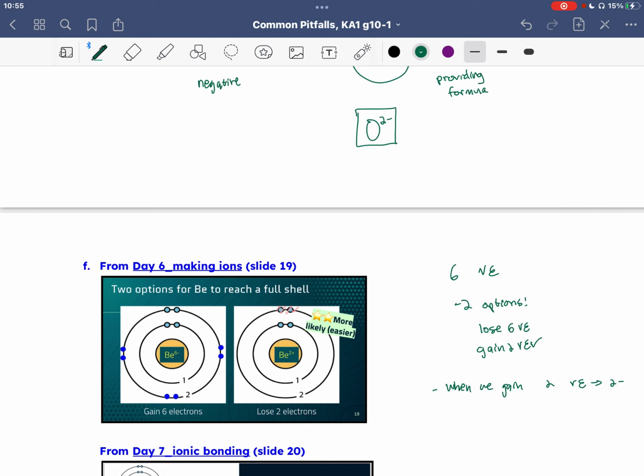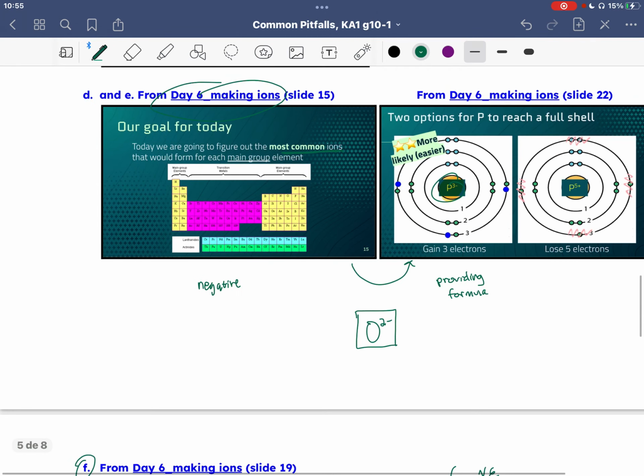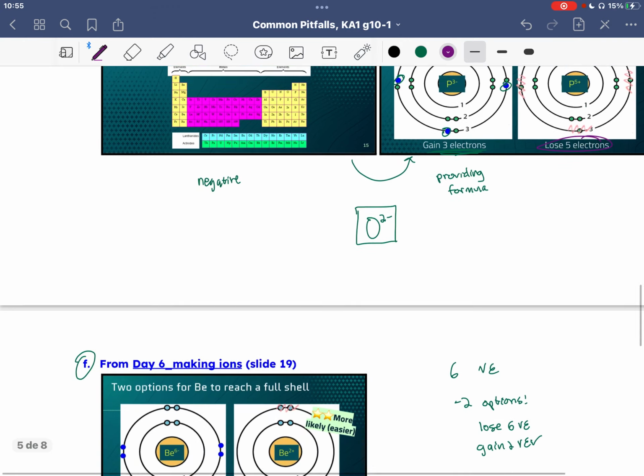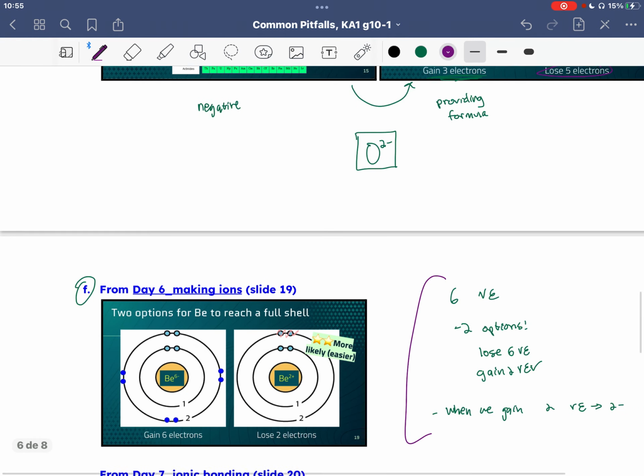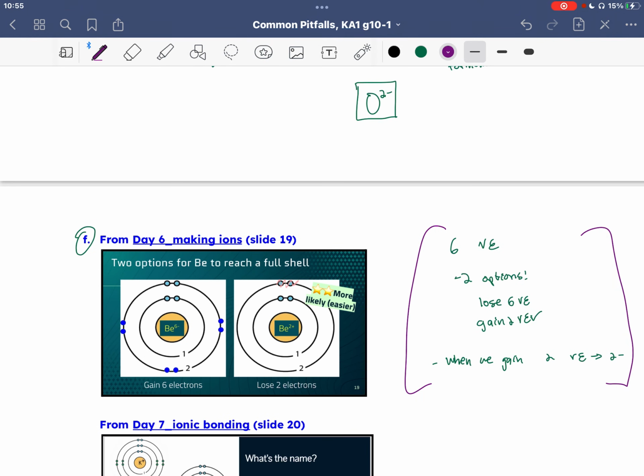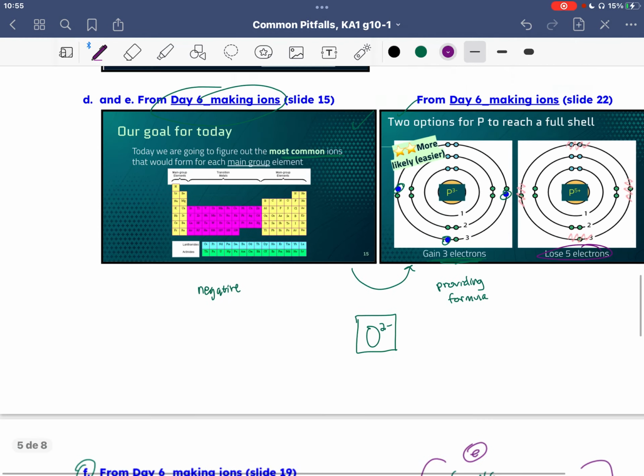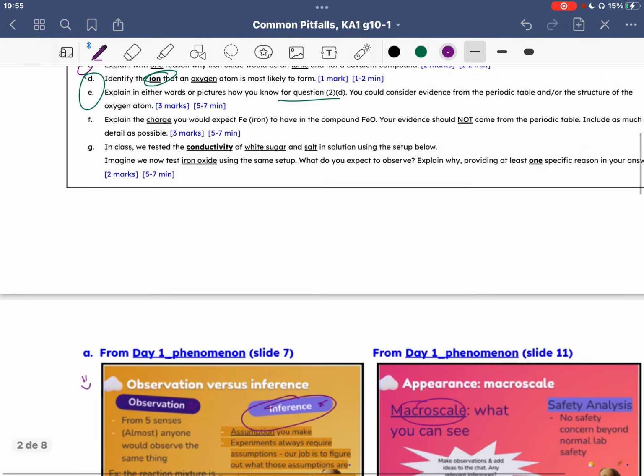So I was looking for you to walk through that reasoning in the same way that we did in these slides here. You might have used our phosphorus example. Phosphorus was one where we got a negative ion because you added electrons. And we gained 3 electrons because that was easier than losing 5 electrons. So I was looking for that full reasoning. This would have been in E. All right, moving right along.